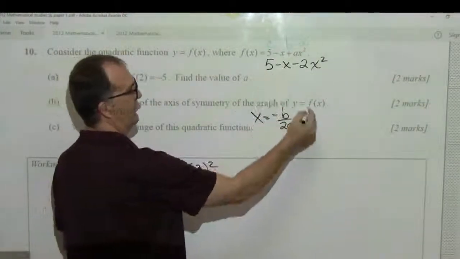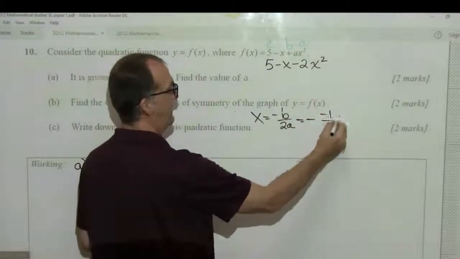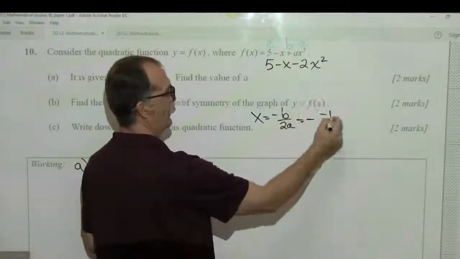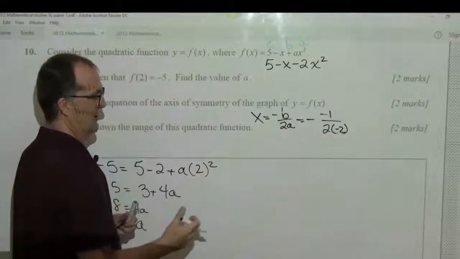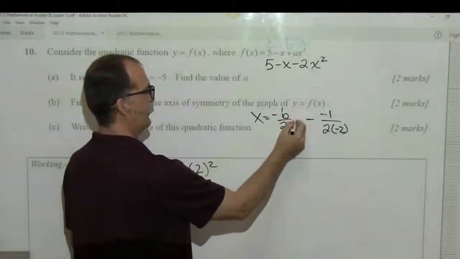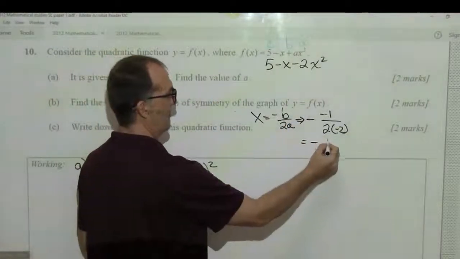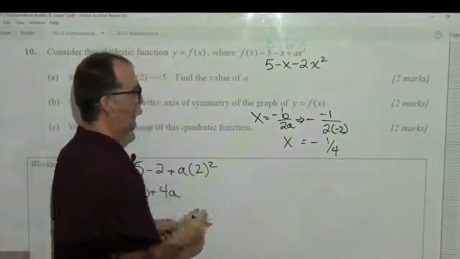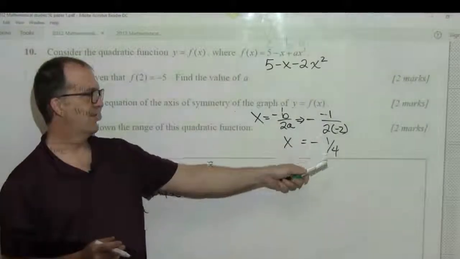So to substitute in, we have negative 1. Now this minus sign is from here. So I have negative 1 over, and then 2 times negative 2. These two negatives end up being positive, so what I really have is negative 1 over 4.